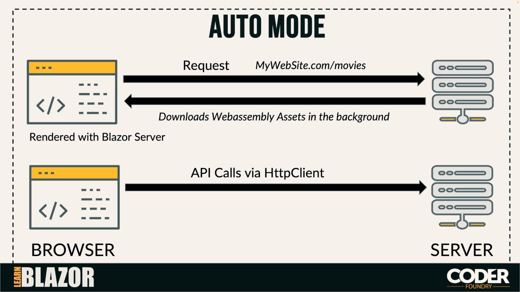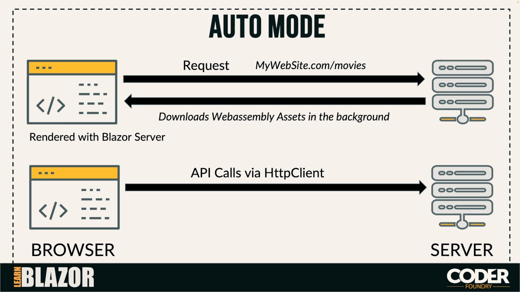It'll come back with just the HTML and a SignalR connection, just like it does in Blazor server. Okay, so it's rendered on the server and comes down. Now in the background, it will download WebAssembly. So on a different thread, it will download that.